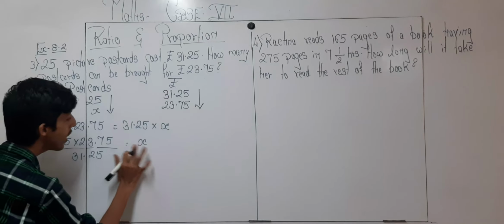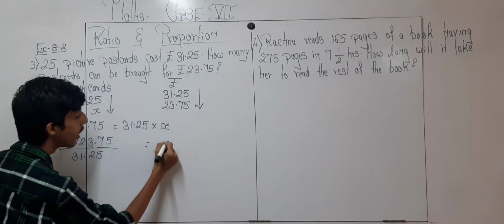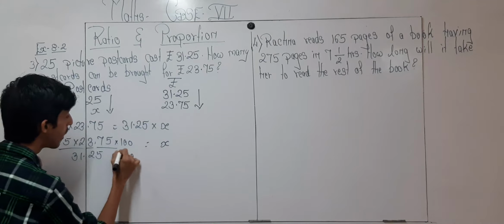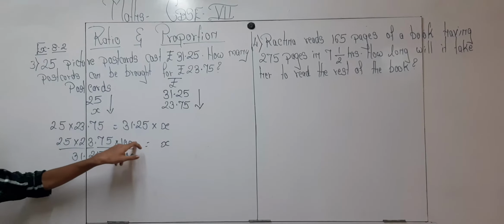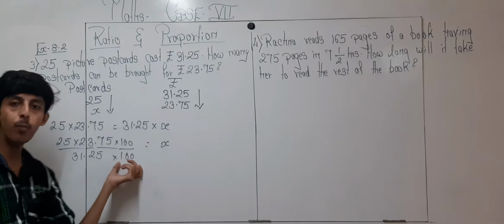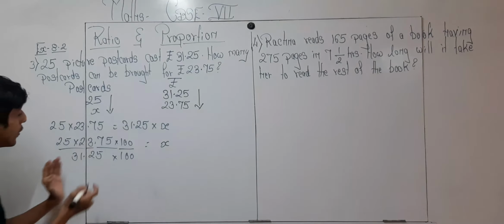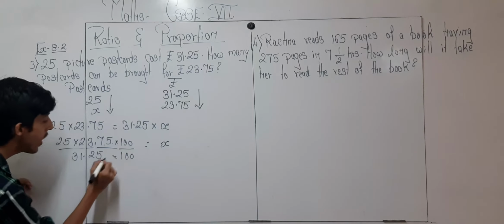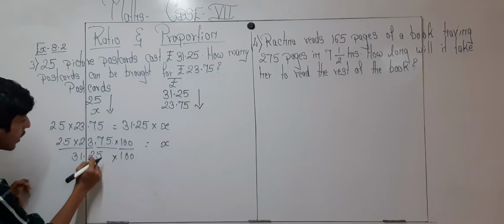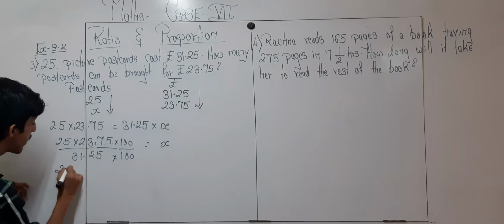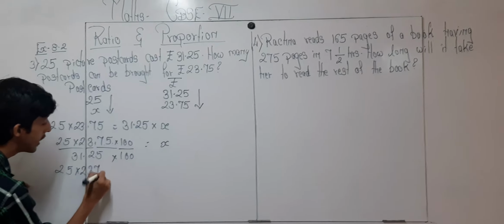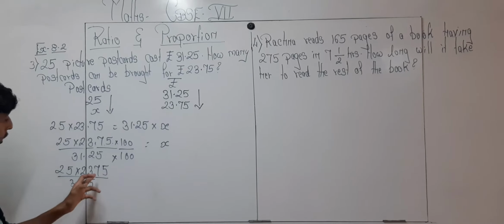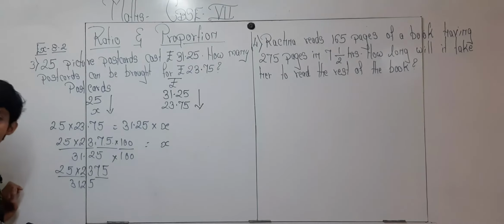Multiply it by 100. I will multiply the numerator by 100 and the denominator also by 100. When I multiply like this, the points get removed, because the decimal point shifts to the right. So it will be 25 multiplied by 2375 upon 3125. Okay, the points are gone. Now you can do it by cutting using tables.